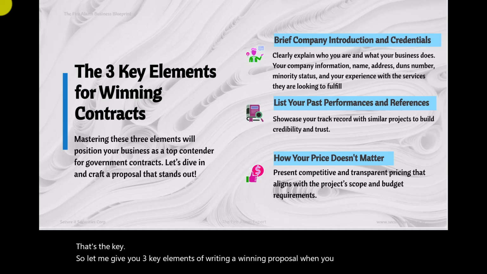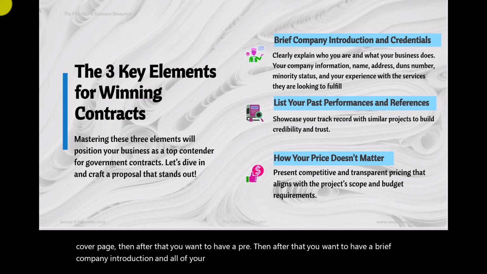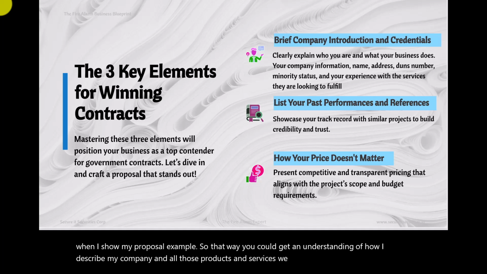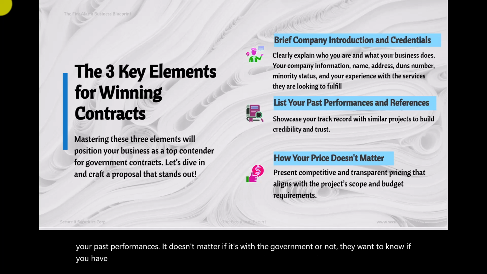So let me give you 3 key elements of writing a winning proposal. You have your cover page. Then after that, you want to have a brief company introduction and all of your credentials. I'll show you exactly what that looks like when I show my proposal example, so that way you can get an understanding of how I describe my company and all the products and services. After that, you want to list your past performances. It doesn't matter if it's with the government or not. They want to know if you have done this type of work you're bidding on before.